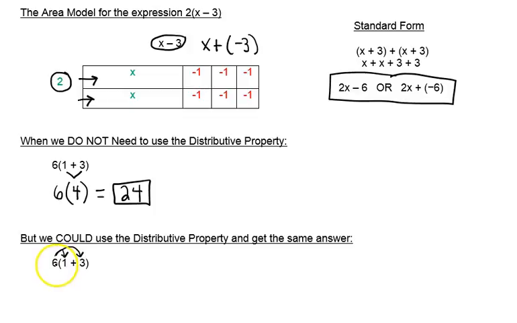In order to be fair, I need to distribute the 6 to the 1 and the 6 to the 3. So 6 times 1 plus 6 times 3 would be 6 plus 18. This is also 24. Notice we got the same answer for both of those.